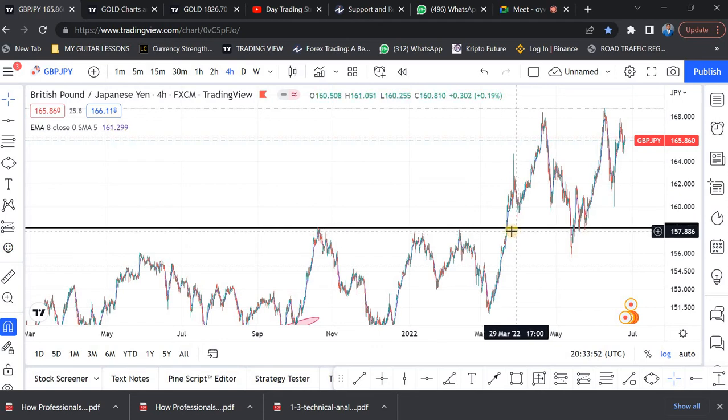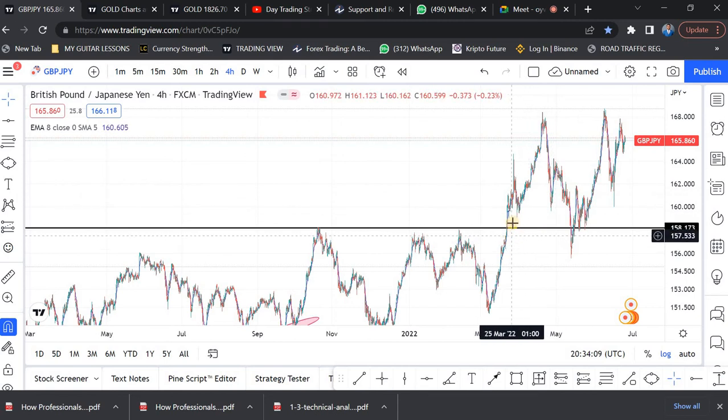Okay, so you could see that when price broke the resistance line from here, it went up and then it came back to test the support. This is now acting as a support because price has broken it. So it's now a weak resistance. It will now come to act as a support.